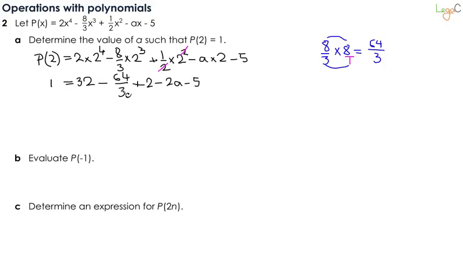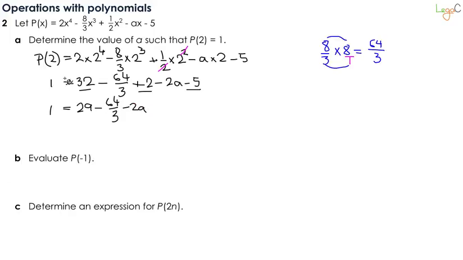struggled with that. Anyway, so what I'm going to do now, I'm going to simplify what I can. I'm going to keep the 1 here. 32 plus 2. I'm going to try to make this easier. 32 plus 2 is 34. Take away 5. We end up with 29. Take away 64 over 3 minus 2a.